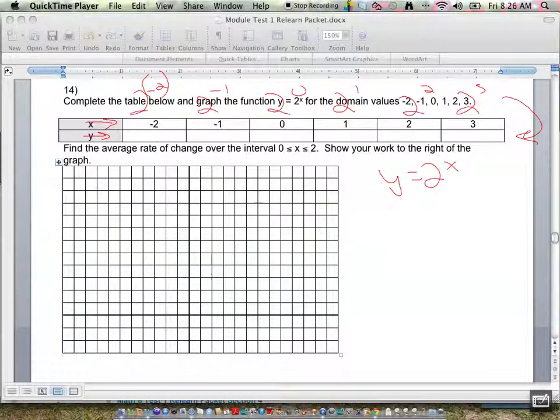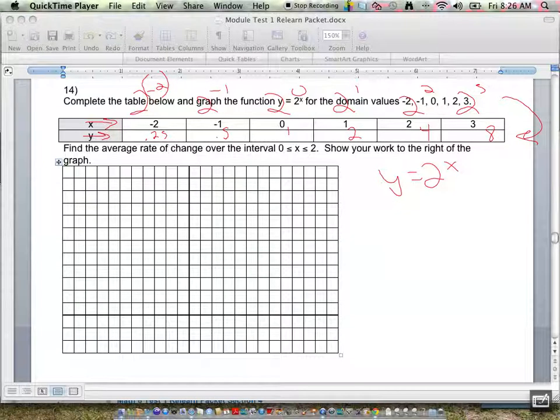Now, it's 2 to the power of x, and if I put in parentheses negative 2, 2 to the negative 2, your calculator will tell you is 0.25. Once again, later in the year we'll explain why and how, but for now just go with what the calculator says. 2 to the negative 1 is 0.5. 2 to the 0, anything to the 0 except 0 to the 0 is 1. 2 to the 1 is 2. 2 to the 2 is 4. 2 to the 3 is 8.